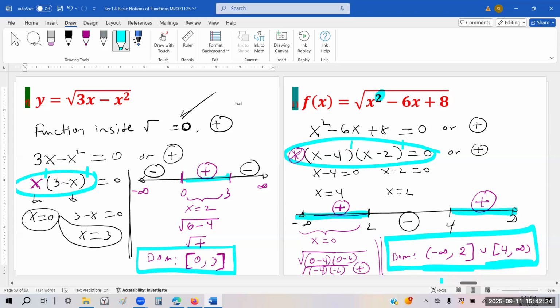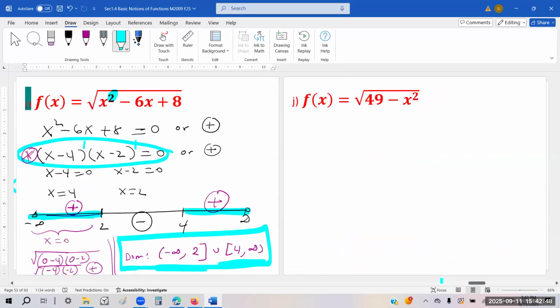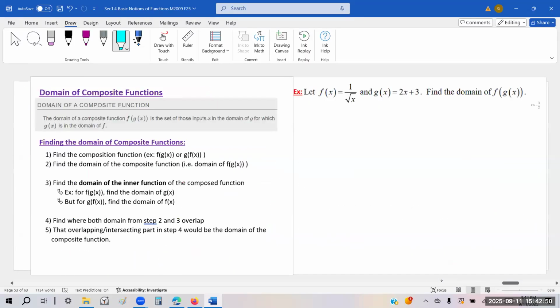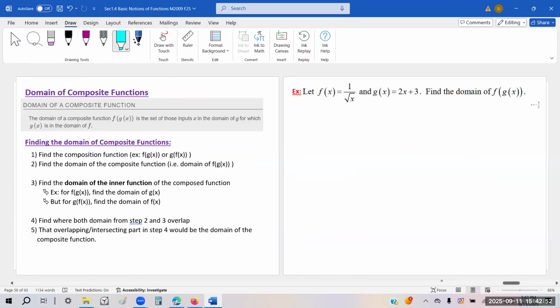Any question? So the other two questions follow the same rule. Find the number line. Now the last thing I want to show you is composite functions. Domain of the composite function. If they do not give you the composite function itself, that means first you have to find the composite function and then find the domain.